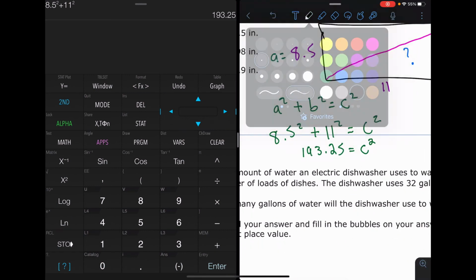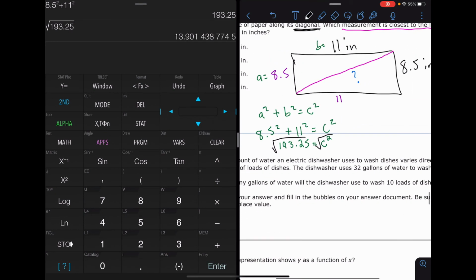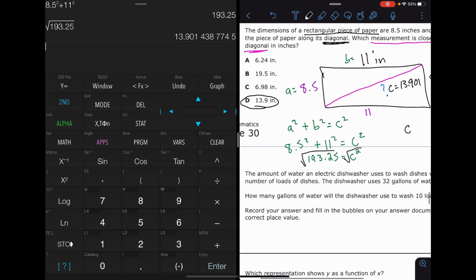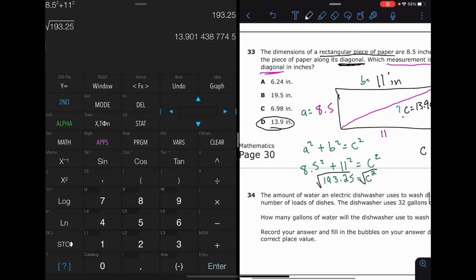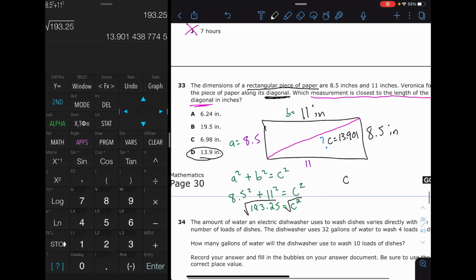And the last part is square root. So second square root, 193.25. C equals 13.901. What is my answer? My answer is D, 13.9. Very, very easy. You just have to read. Nada más tienen que leer.